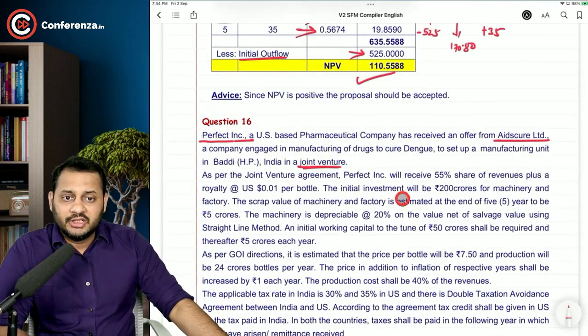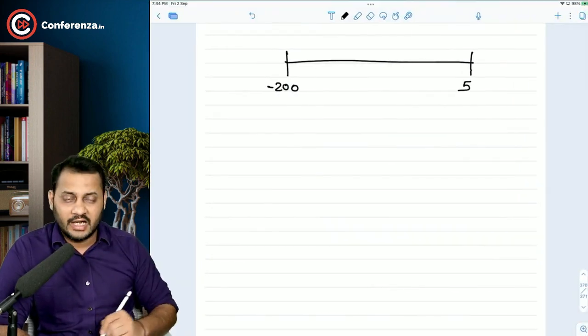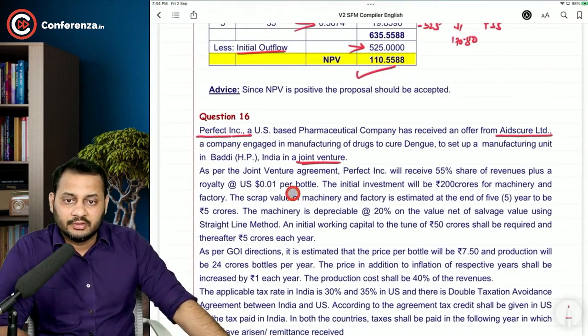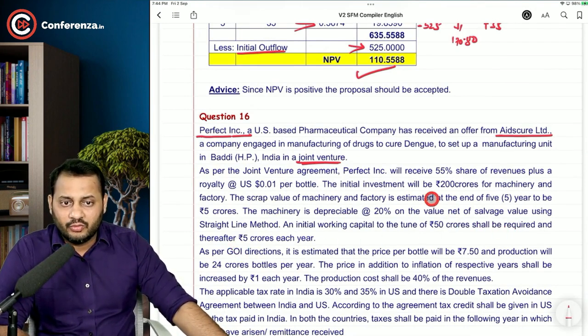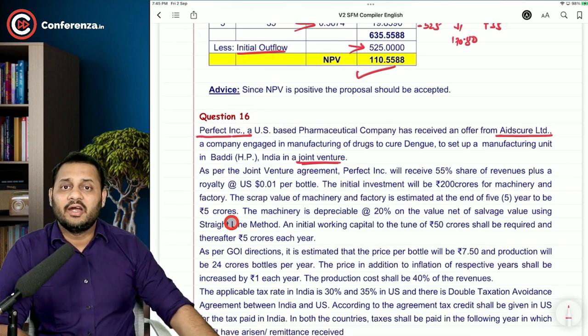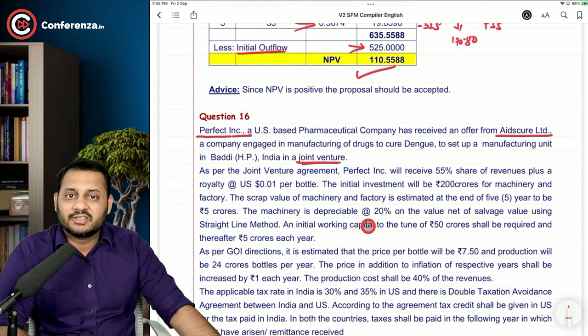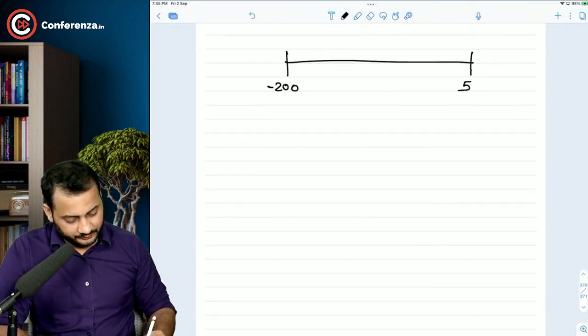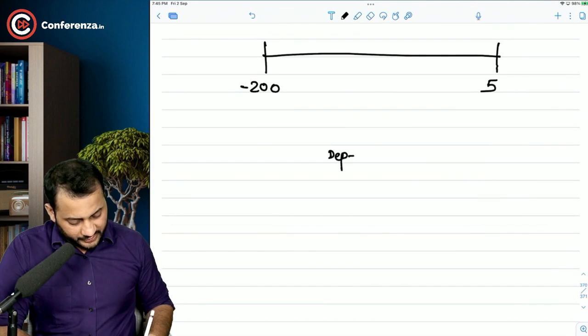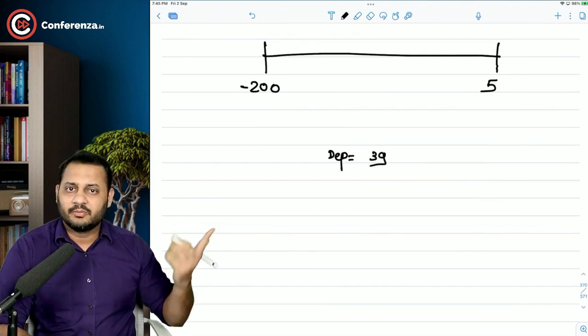Have a look. The initial investment will be 200 crore for machinery and factory. The scrap value of this machinery and factory is estimated at the end of 5 years to be 5 crore. See, 5 crore at the end of 5 years. Then the machinery is depreciable at 20% on the value net of salvage value using the straight line method. So what are you going to do? 200 cost of machinery minus 5 crore salvage value, divided by 5. Why divided by 5? Because when you divide 1 by 5, 20% is the rate. So 200 minus 5 divided by 5 is 39 crore. So this is a part of operational cost, 39 crore depreciation. This is just for the purpose of calculating or saving taxes.